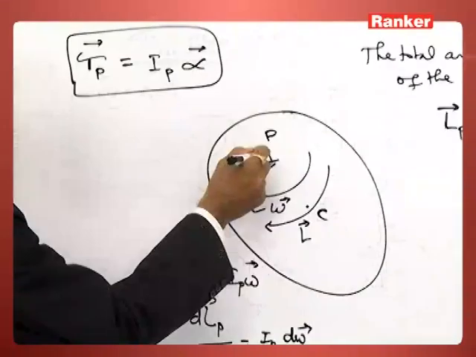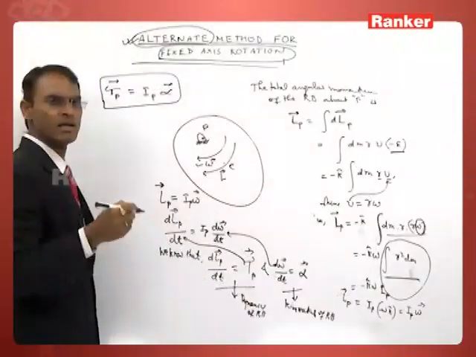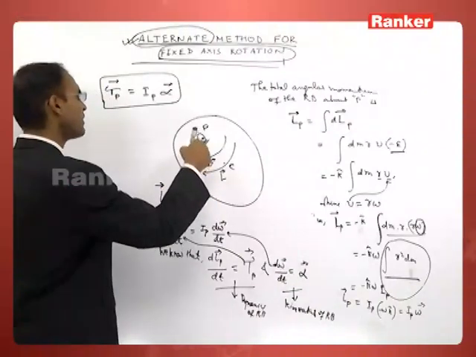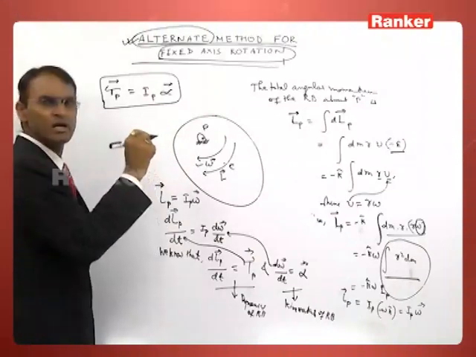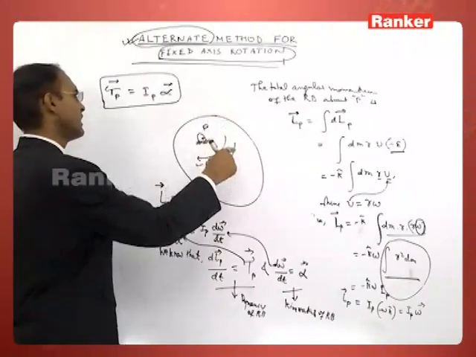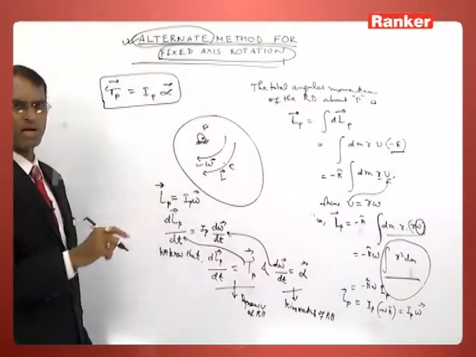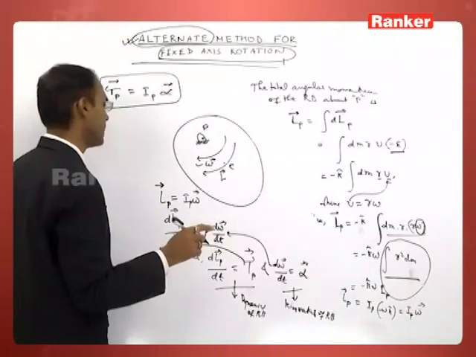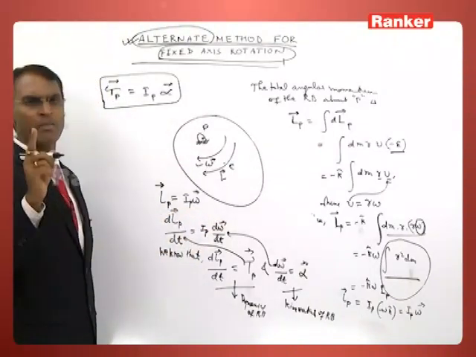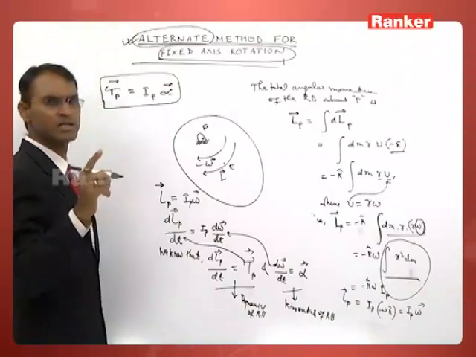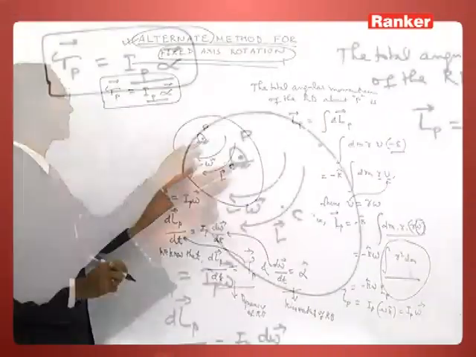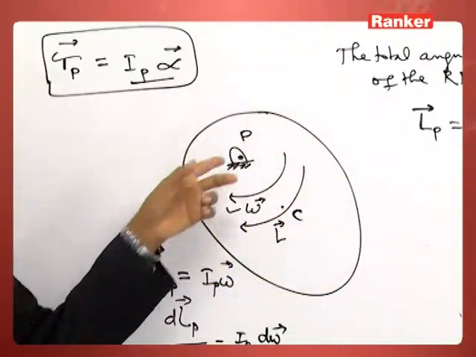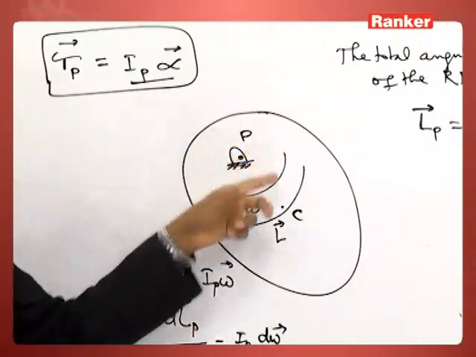You choose this pivot as the fixed point of reference, and about this point you take the torque of all forces acting on the rigid body from outside, or the external torque, that is the net torque, because internal torque, repeatedly I have told, is always zero. Equate it to the product of the moment of inertia of the rigid body about this point and its angular acceleration.